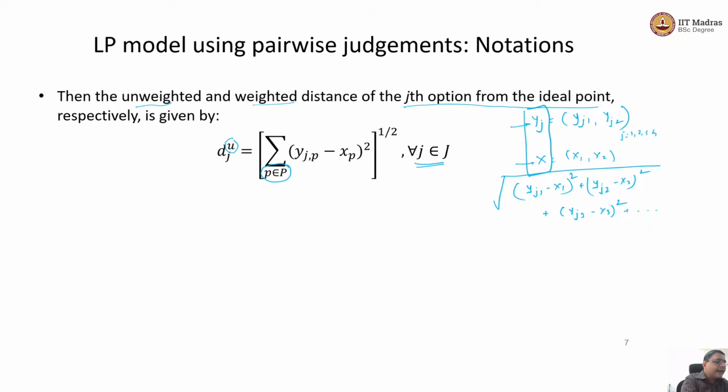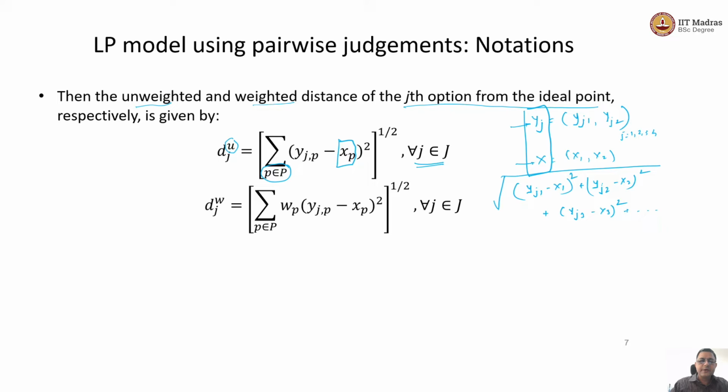Note here that I cannot calculate the numerical value for it as of now because I do not know the coordinates xp. I don't know them. My objective is to find the coordinates, right? But I have a mathematical expression now, which will help me calculate the values of xp. Let us attach weight to it. For each attribute p, let us attach weight to it, and this is my weighted distance now.